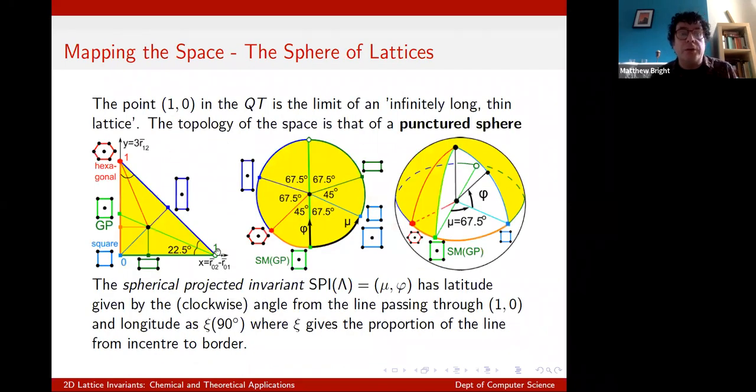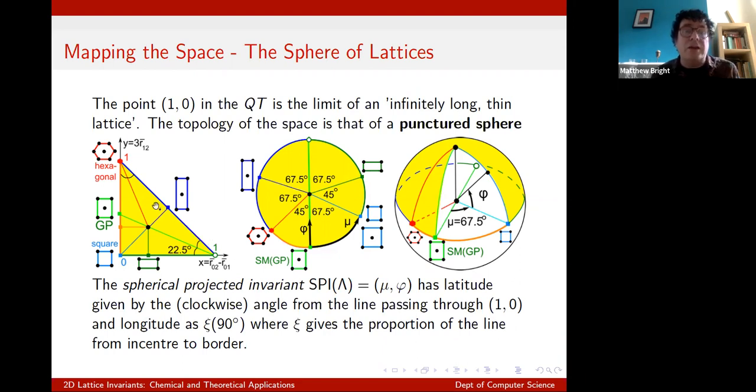The point is missing because the point 1, 0 out here is a kind of idea. I mean, a limit is a slightly informal way of putting it, but as you head your lattice out to this point, it is becoming infinitely long and infinitely thin, or some combination of both. So in a sense this point is not meaningful in terms of actual lattices. So we can remove it, so this thing becomes a punctured sphere. So we can imagine any number of ways in which we could define a map from this triangle with the point missing and the sides glued to a punctured sphere.